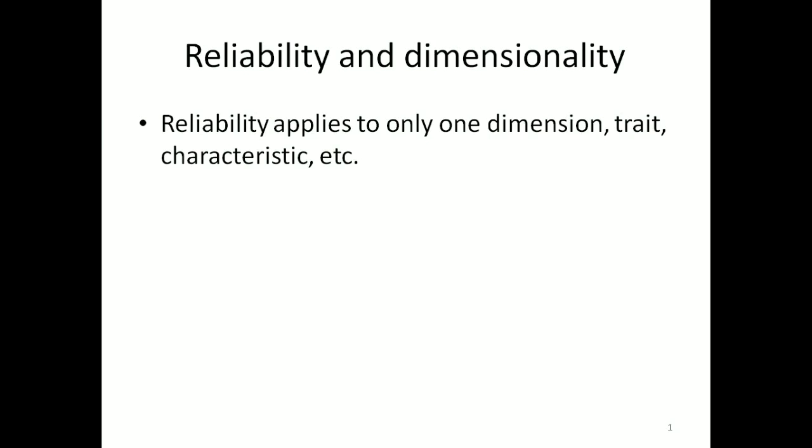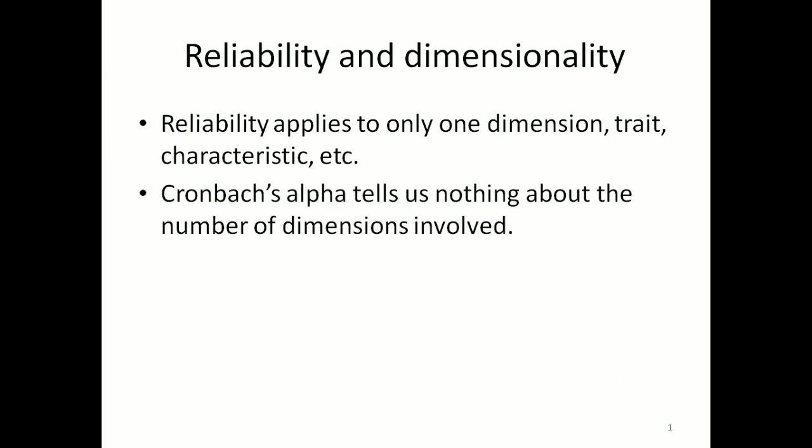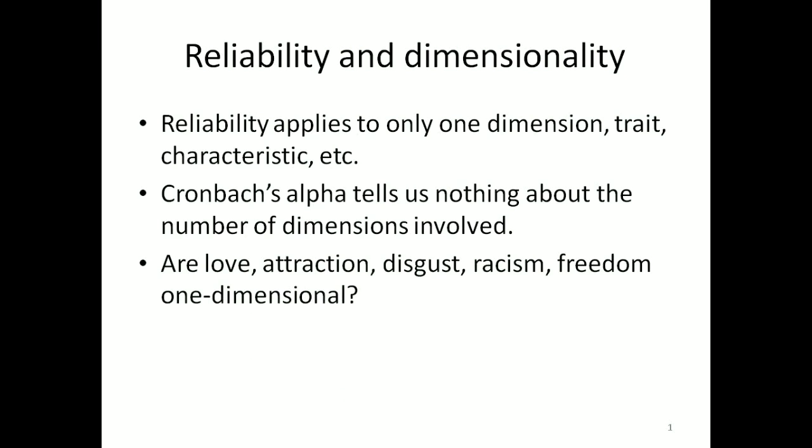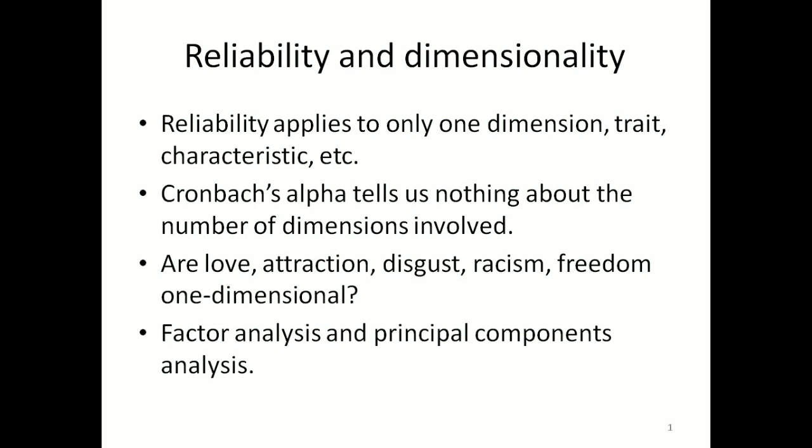So let's have a look at reliability and dimensionality. Now, it's important to note that reliability applies to only one dimension, or trait, or characteristic. And we have a problem with Cronbach's alpha because it tells us nothing about the number of dimensions involved. So let's take, for example, love or attraction or disgust, racism, freedom. Are they one-dimensional? That's highly problematic.